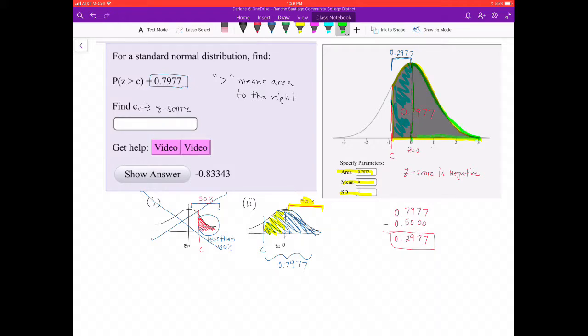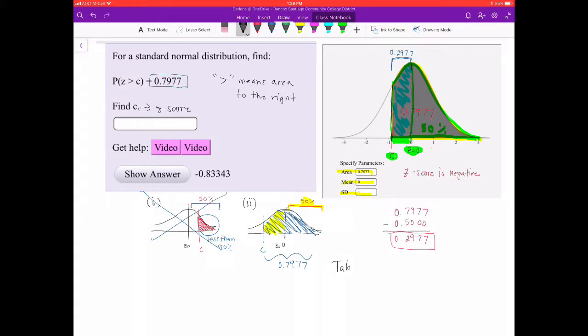And the reason why I want to do that is because I know that this half on the right side is 50%. The table only gives me area from the mean to the z-score, so from z equals 0 to c. So let's go ahead and look up in the sea of areas given. Let's try to find the area that is closest to 0.2977.